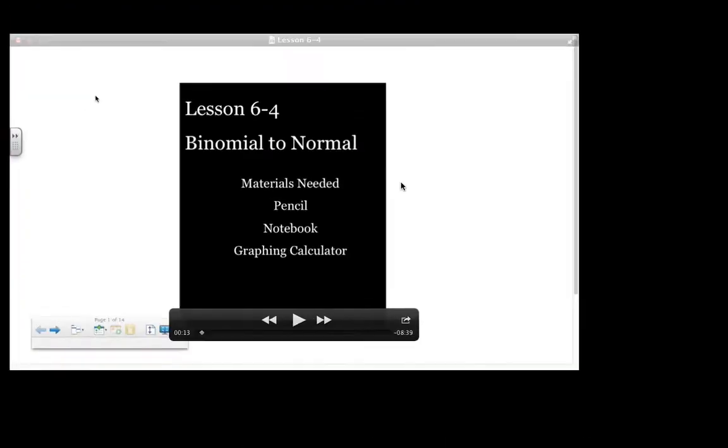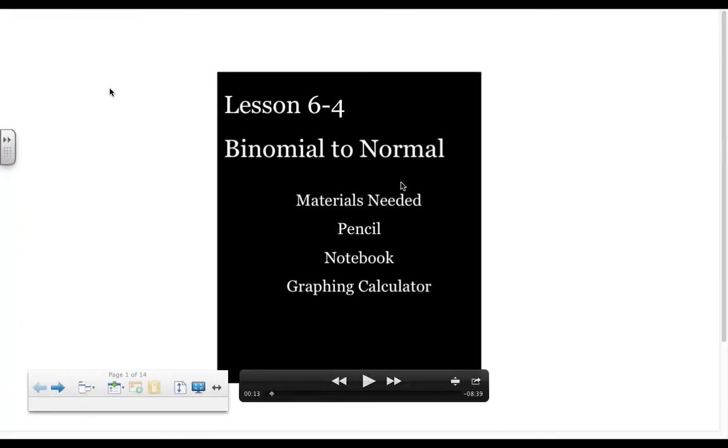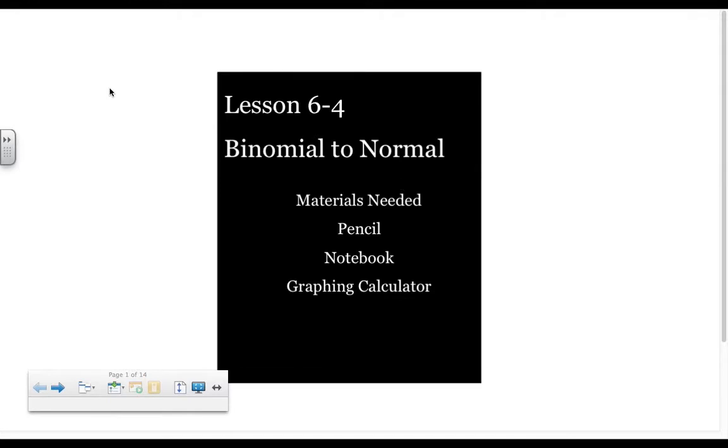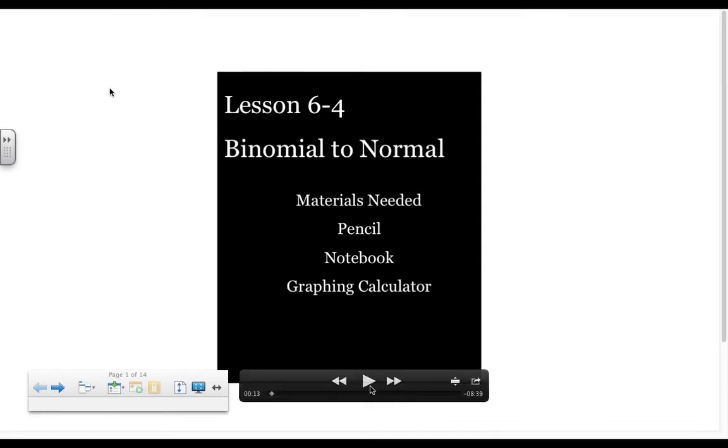Today is the last lesson of the unit. We're going to learn how to turn binomial distributions to normal distributions. This is probably the most intense and maybe most difficult thing that we've done in this unit, so just be prepared for that. If you remember binomial distributions, they're yes or no questions, this or that, okay? So there's certain things that we have to do to change a problem from binomial to normal.